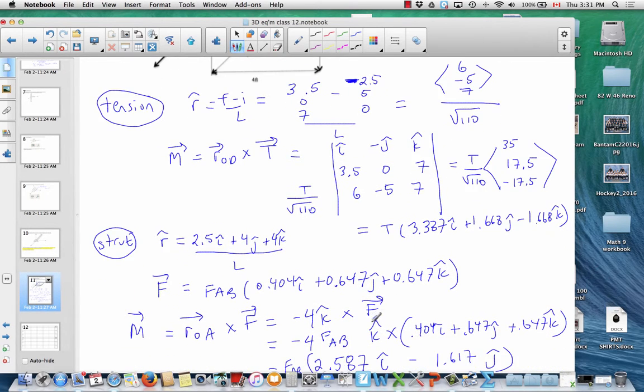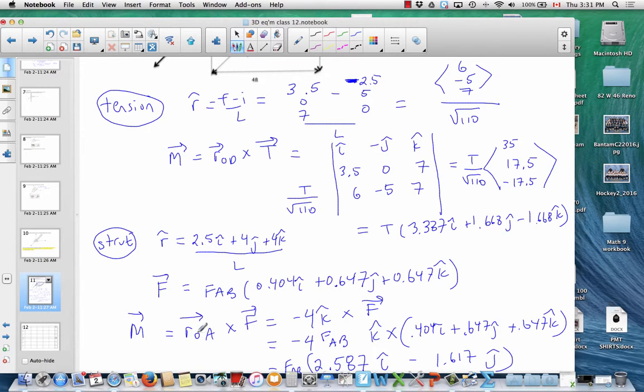Next, for the strut, you again need the unit vector. And when you do final minus initial, you find you're going 2.5 in the positive i, 4 in the positive j, and then up 4. So divide by its length, which is the root of 38.25, and you get this for your unit vector. So there's the strut compression force in terms of the unknown FAB, or force.